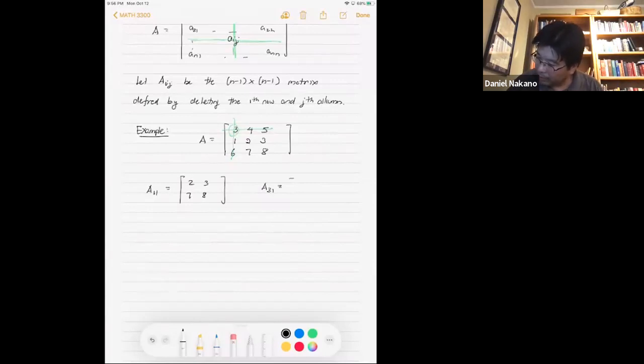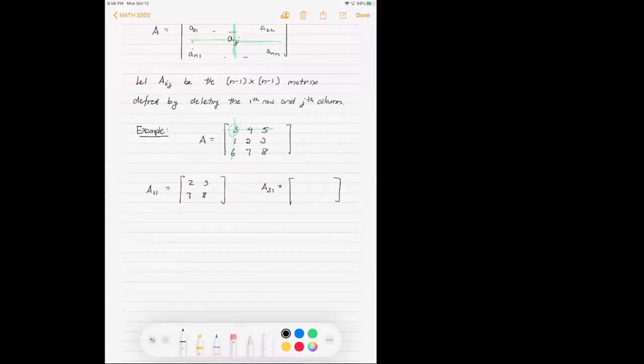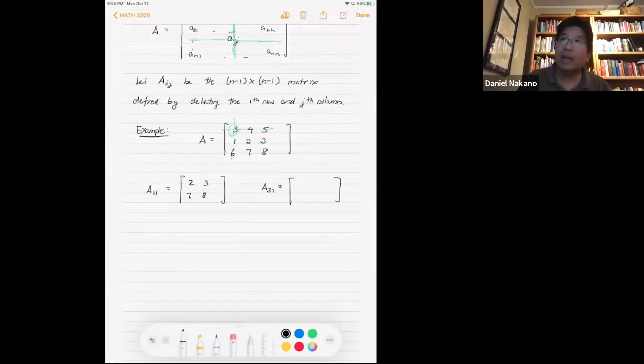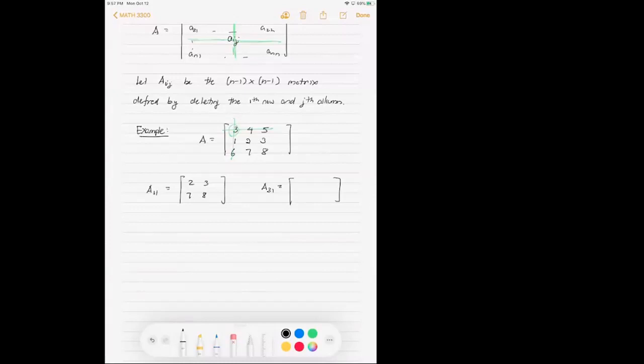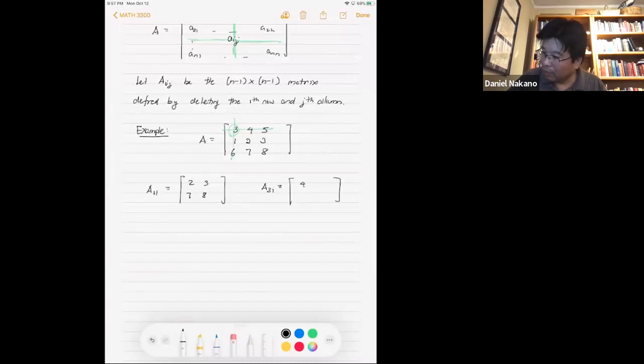A31. Okay, so the 3, 1 entry is the 8, right? So when I delete the third row and the first column, okay, actually, sorry. What is the 3, 1 entry? It's a 6, right? Okay, it's a 6. And so I want to delete the third row and the first column. So what's the matrix look like? 4, 2, 5, 3. Okay, so I'll read it across: 4, 5, 2, 3.